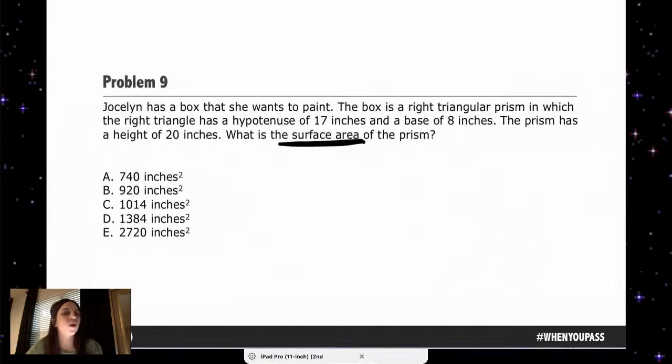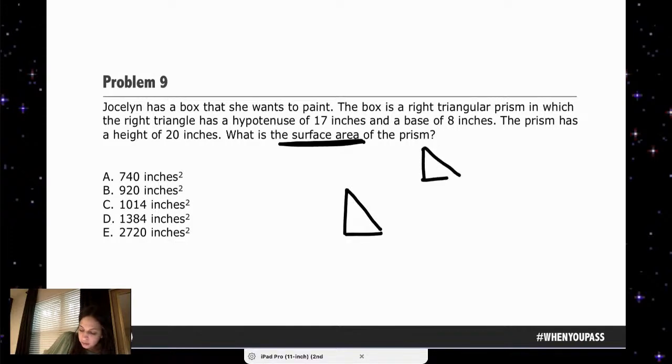What are we looking for when we're looking for surface area? We're looking for the amount of space that we can paint. We are not looking at how much water can go in the bottle. We're looking at how much paint can cover the bottle. 2 different things. So I'm going to draw my right triangular prism.